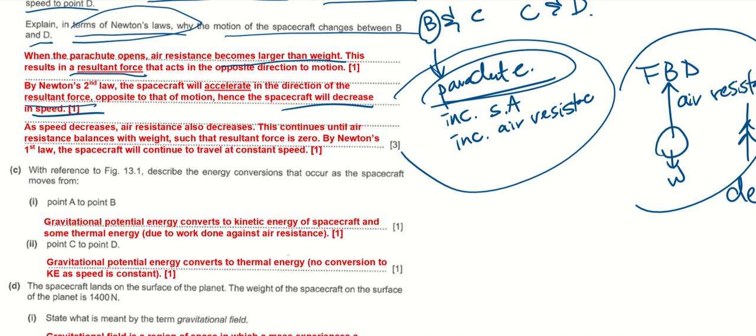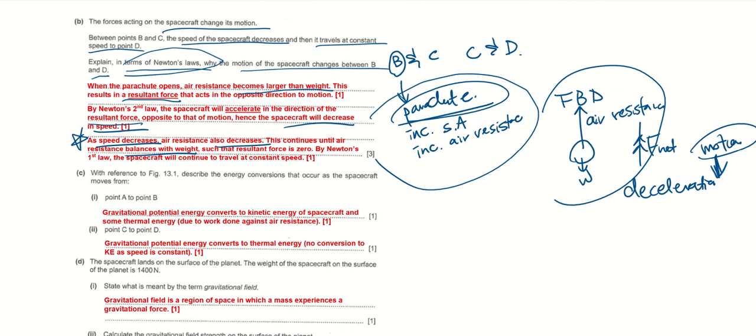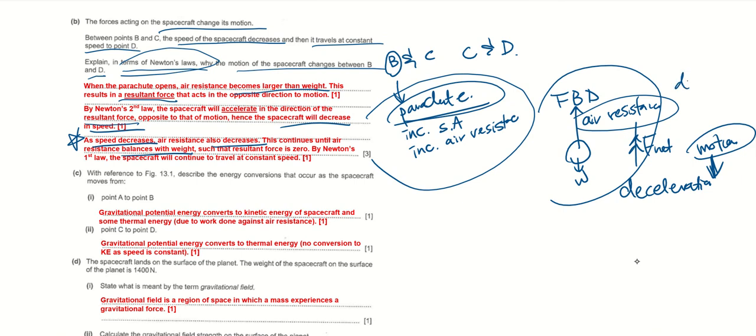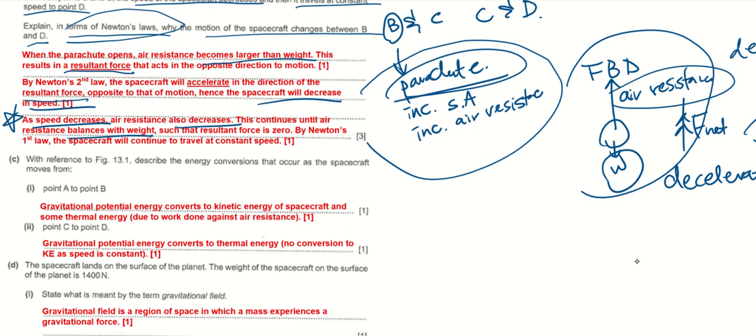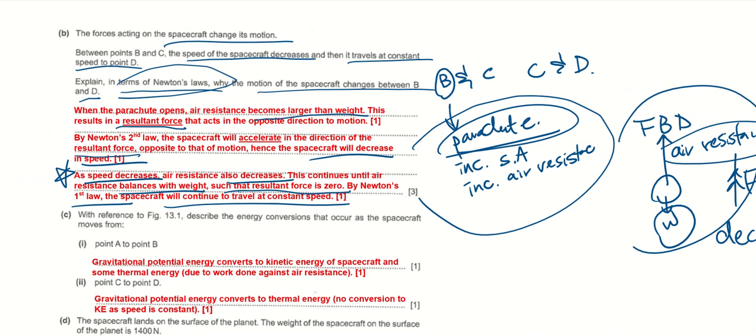Just now we said as speed increases, air resistance increases. But now, the opposite happens. As speed decreases, air resistance also decreases. This is important. This continues until air resistance balances with weight, right? My air resistance will continue to decrease, but my weight will remain the same. So it will decrease until it is equal and opposite to weight, so that the resultant force is 0. Then by Newton's first law, the spacecraft will continue to travel at constant speed. This question is tough, but manageable. I would advise you to read through this answer again.